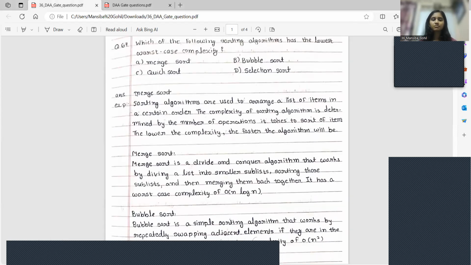So I have written here some notes. Sorting algorithms are used to arrange a list of items in a certain order. And how do you find the complexity? Complexity is basically a number which can be known by the number of operations it takes to sort an item in a certain order. The lower the complexity is, the faster the algorithm will be.